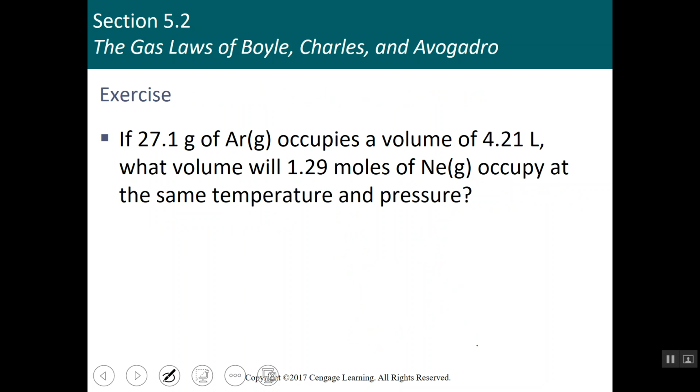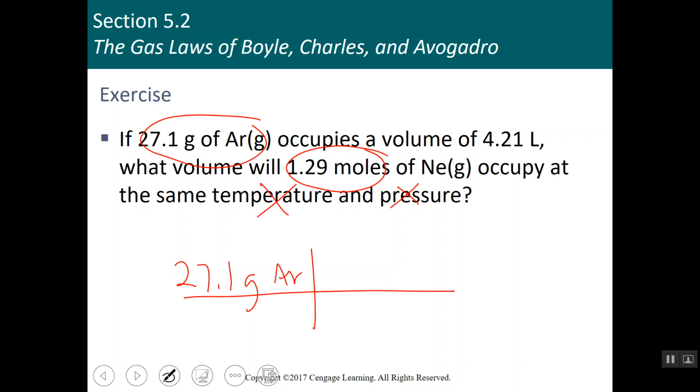If 27.1 grams of argon occupies a volume of 4.21 liters, what volume will 1.2 moles of neon occupy at the same temperature and pressure? Gases are going to behave the same regardless of their identity. We already have moles of neon, but we don't have moles of argon, so we'll have to figure that out. So 21.7 grams of argon. How do we get to moles? We use the molar mass from the periodic table, which is 39.9 grams of argon and 1 mole of argon.